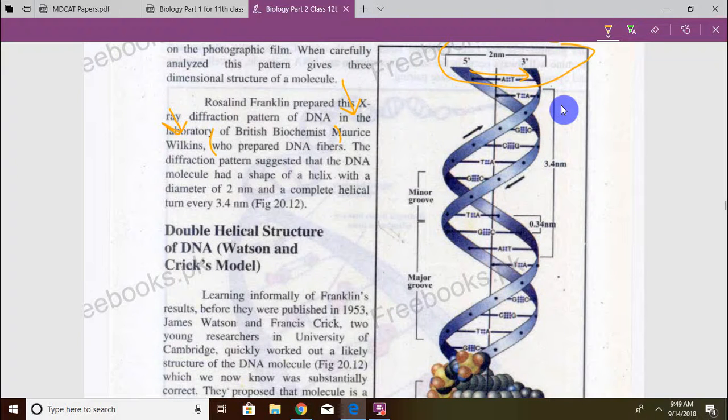So if they ask you how the helical structure was discovered, it was discovered by Rosalind Franklin with the help of Maurice Wilkins, and they figured out via analysis of a diffraction pattern, via X-ray diffraction, that the DNA molecule has a shape of a helix. Also the approximate diameter and the length of each helical turn, both of these points were figured out. This is the 5' end, this is the 3' end, AT, GC, 3 bonds.